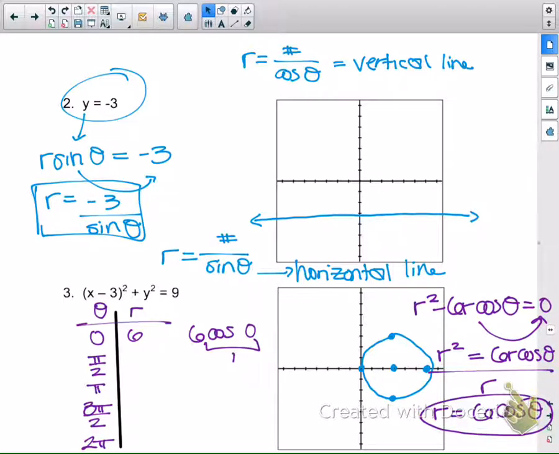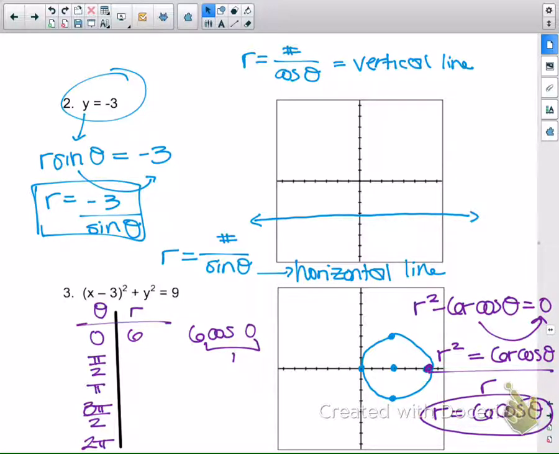Where's the angle 0 in polar? On the x-axis, and then your radius is 6. So if you're on the x-axis, you would go out 6. Where would that be on this graph? Right here. We already had that point from our xy's. So are those the same points? They are the same points. It would look exactly the same in polar.